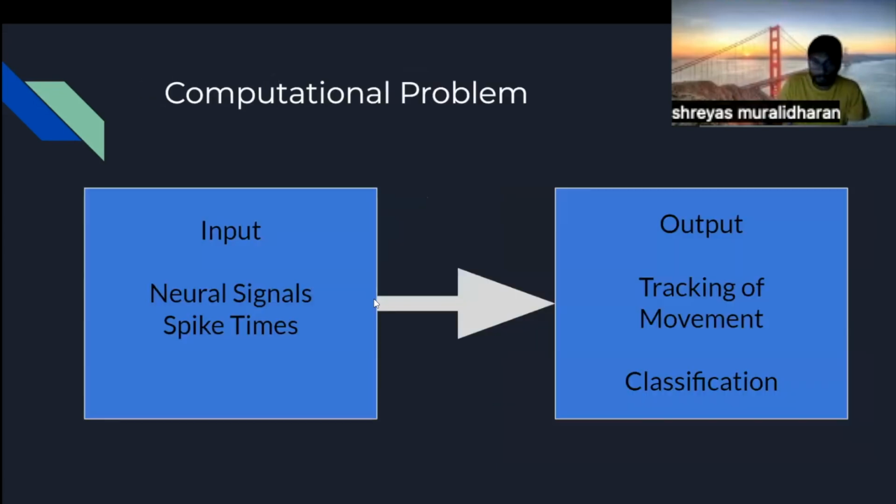Okay, so now we've kind of summarized our computational problem. The input is neural signals and spike times, and the output is the tracking of movement or classification, depending on what kind of structure you want your brain-machine interface to do.